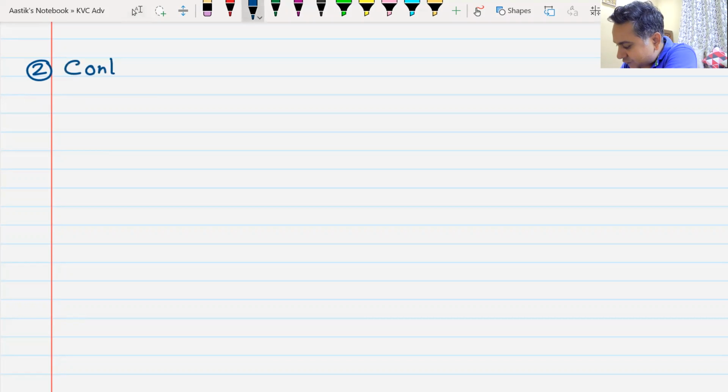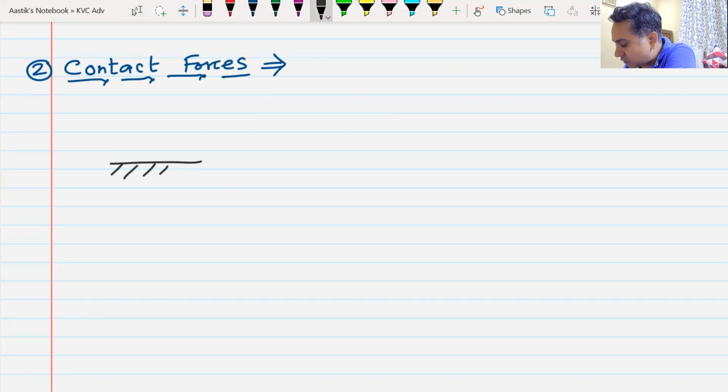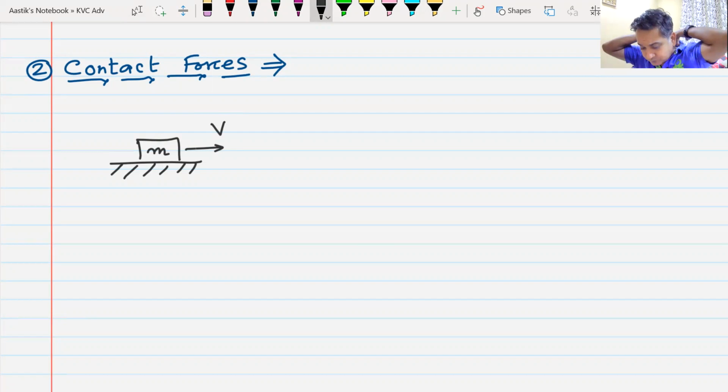Contact forces. These forces come into the picture when two bodies are kept in contact. Have you heard about these forces? Yes. Contact forces. These forces happen when two bodies are kept in contact. For example, I have this body. This body can be ground or it can be a tabletop. And I have placed a block of mass M on the top of this table, and let us say that this is moving with a velocity v. Now, what happens is these two bodies, since they are in contact, they will interact with each other. They will exert forces on each other. That force between two bodies, which happens because of contact between the two bodies, is known as contact force. Have you heard about them?